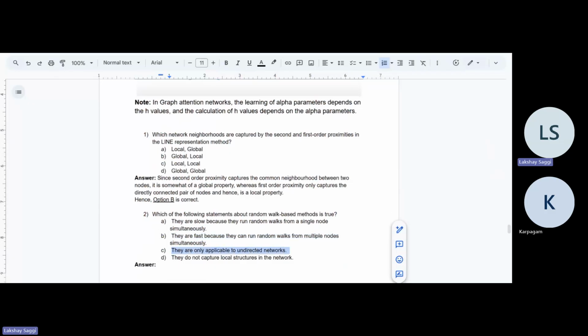Option C, that they are only applicable to undirected networks, is definitely incorrect. You can have random walks in directed networks. And that they do not capture local structures is also incorrect, because random walks indeed capture the structure of the network. So option B is correct, and this is from the lecture.